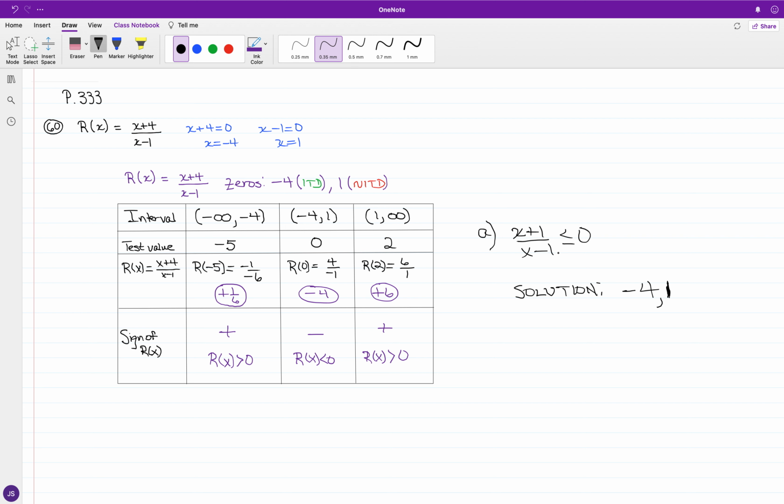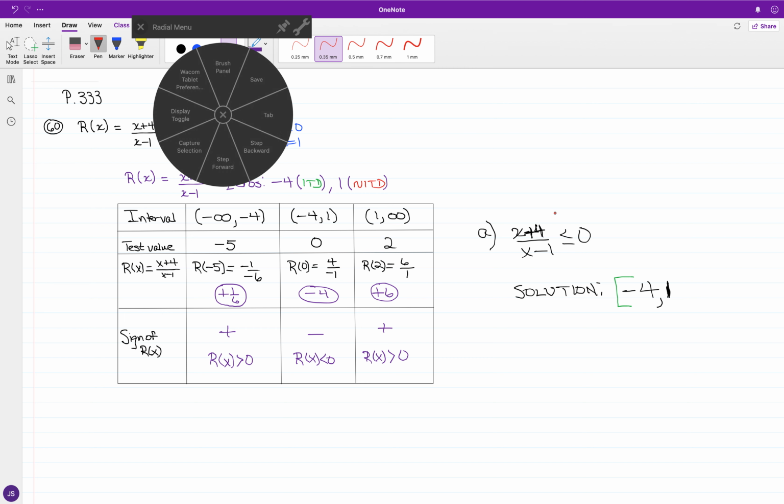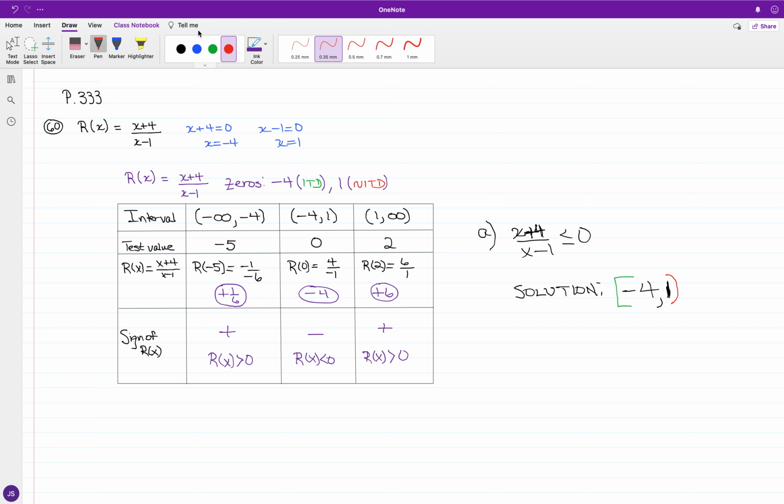We can only enclose brackets around those zeros that are in the domain. So we have negative 4, that was x plus 4 over x minus 1. The zero at negative 4 is in the domain, so we have this in the bracket. 1 is not in the domain, so that stays in the parentheses.